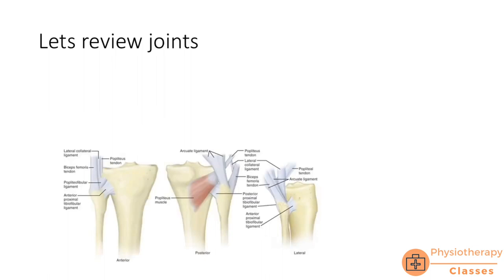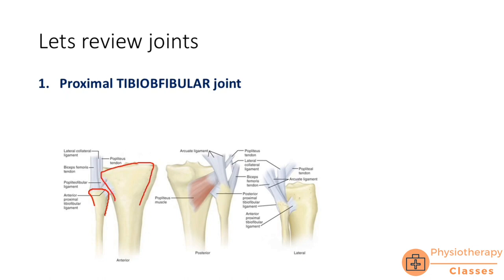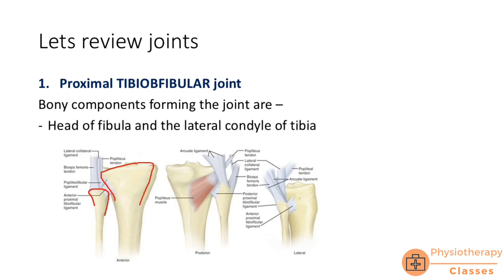So let's review the joints. The proximal tibiofibular joint, also called the superior tibiofibular joint, is identical to our superior radioulnar joint. This joint is formed between the proximal end of the fibula and the proximal end of the tibia. The head of the fibula and the lateral condyle of the tibia articulate to form the tibiofibular joint.